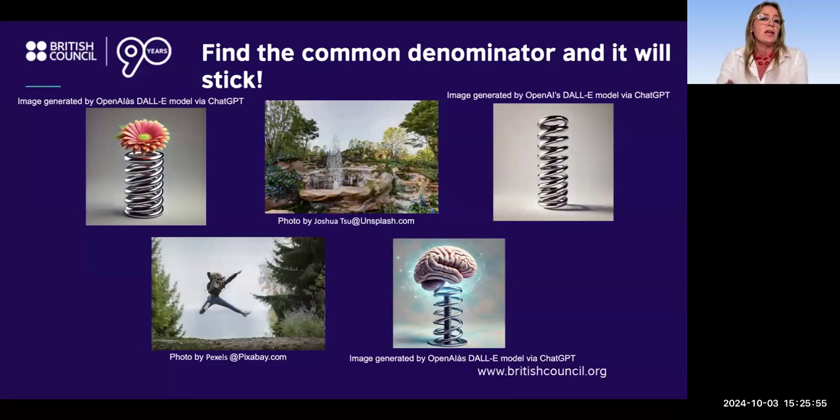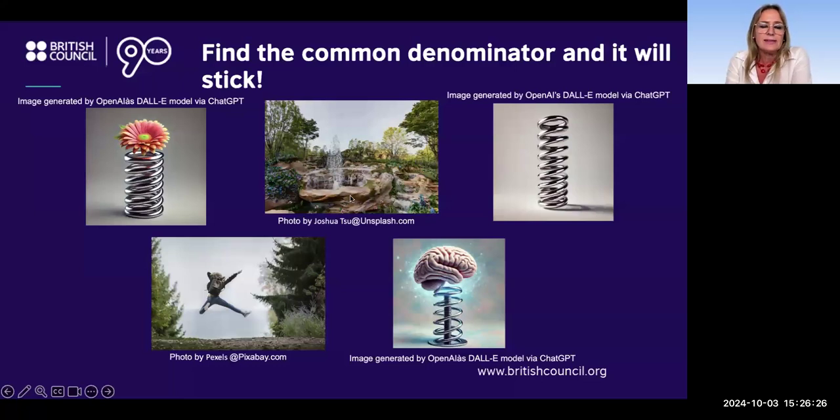And of course, if you cannot find images on the internet, now we can rely on AI, on ChatGPT, and if you have a specific picture in mind, you can ask ChatGPT to generate it for you. This is what I did, for example, with the first picture of the flower and the last one with the brain on top of a spring.